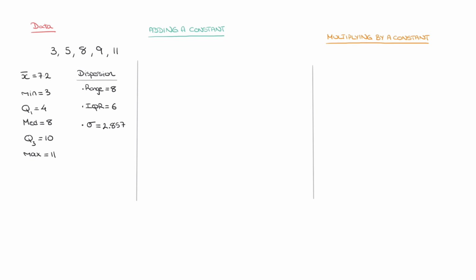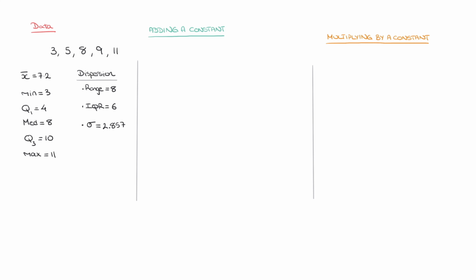Hi everyone, in this video, given a set of data like the one we can see here, we're going to see what happens to things like the mean, the standard deviation, the range, the interquartile range, and other statistical measures when we add or multiply every value of data we have by the same number. So let's get started.